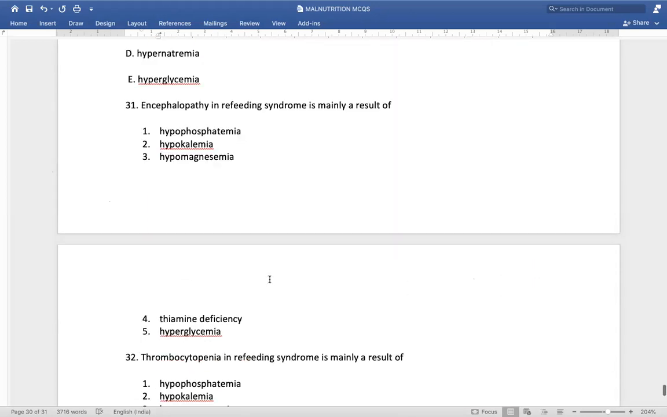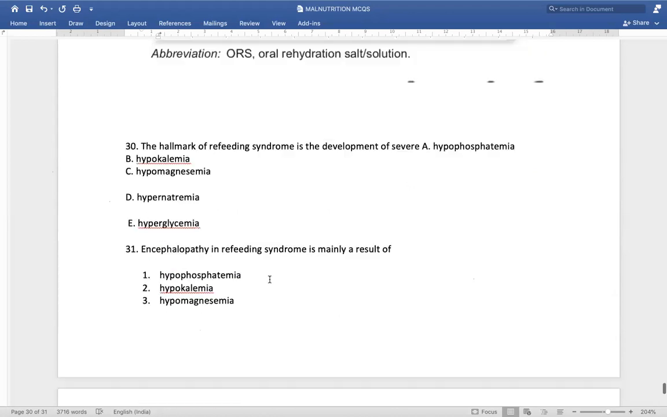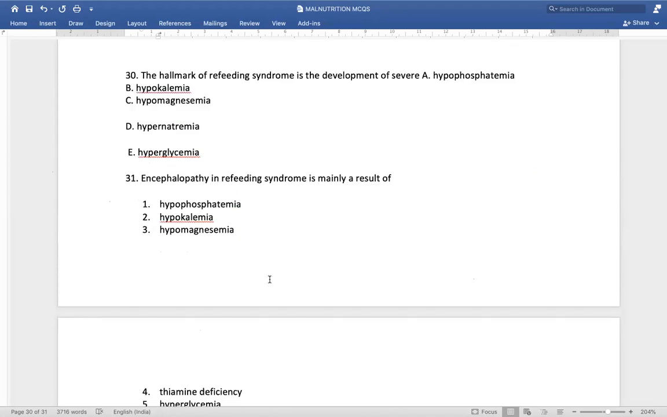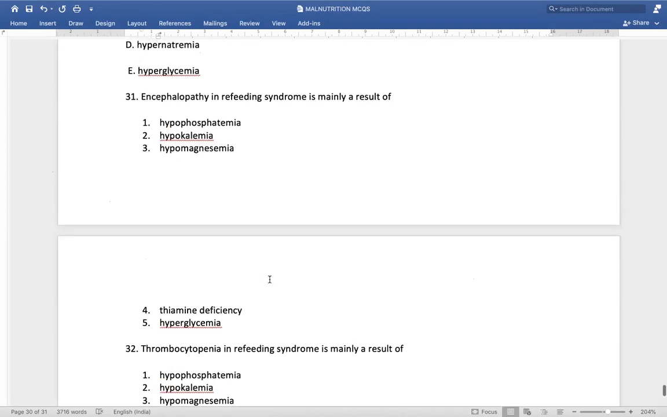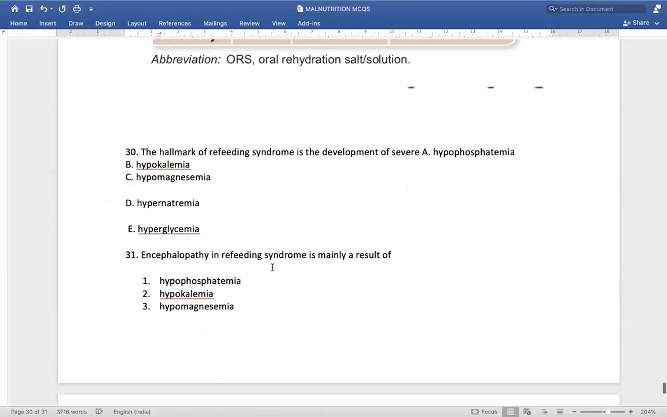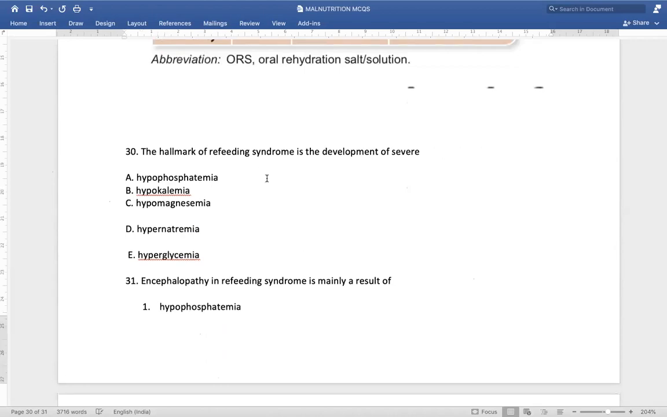Okay. So another thing I wanted to teach is refeeding syndrome. What happens if you give a high calorie diet during your rehabilitation phase? What is the hallmark of refeeding syndrome? All these three things are present in refeeding syndrome.